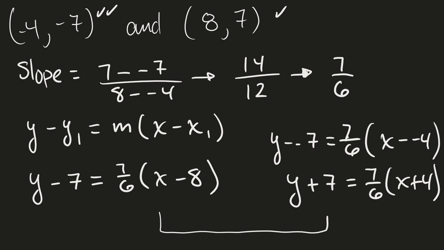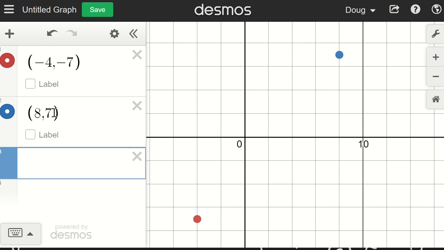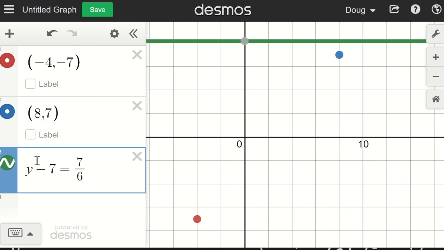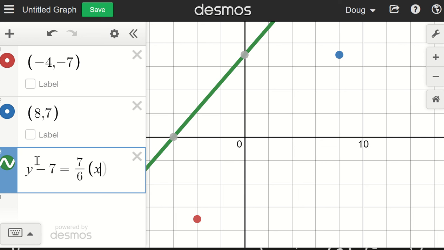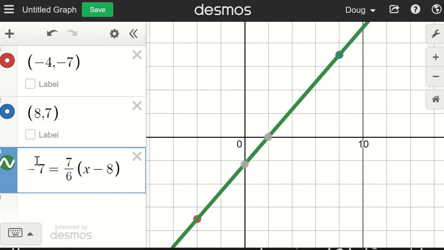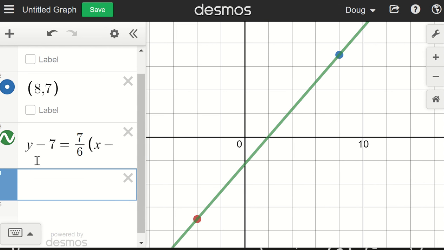In fact, out of curiosity, I am going to graph both. So here are my 2 points. I've got the point -4, -7, and the point 8, 7. And I had written this down in two ways. The first way I wrote was y minus 7 equals 7/6 times the quantity x minus 8. And I can see that that successfully hit both points.